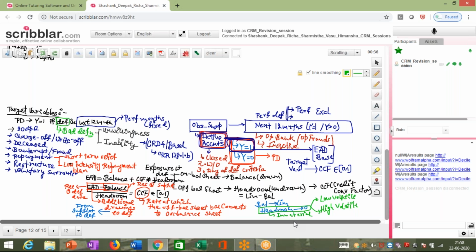So CCF would be the target variable for EAD, you're saying. Yeah, CCF will be your target variable. But this is for QRRE. Then for term loans, for a straight line, what would be the target variable for this?